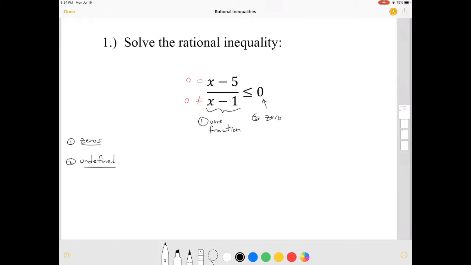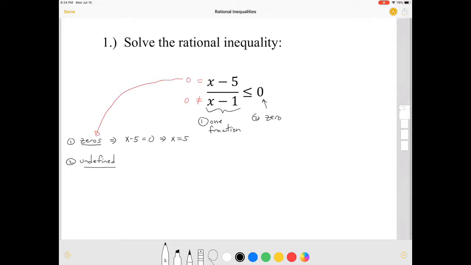So where am I going to get the zeros of the function? How about where the function can be 0? So the numerator will help you find the zeros. It's simple enough. You take the numerator, set it equal to 0, and solve for x. So in this case, x equals 5 would be the 0 of the function.